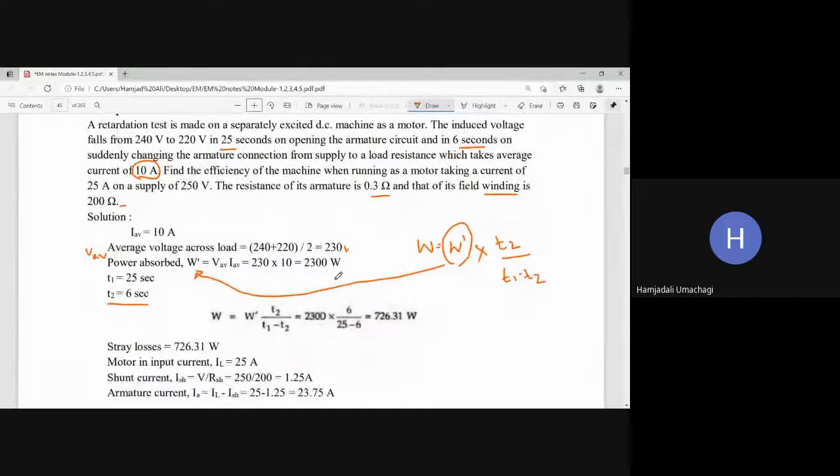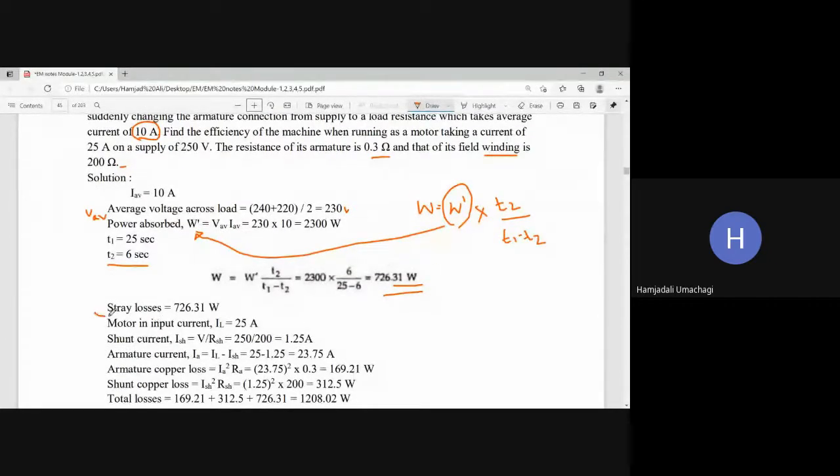Okay. Now finally you calculate the stray losses or the rotational loss, which is W equal to W dash into T2 upon T1 minus T2. So what is W dash? 2300. What is T2? 6. T1 is 25. Once again T2 is 6. So after simplifying, the rotational or stray losses will be 726.31 watts. So this is the first thing we have calculated.